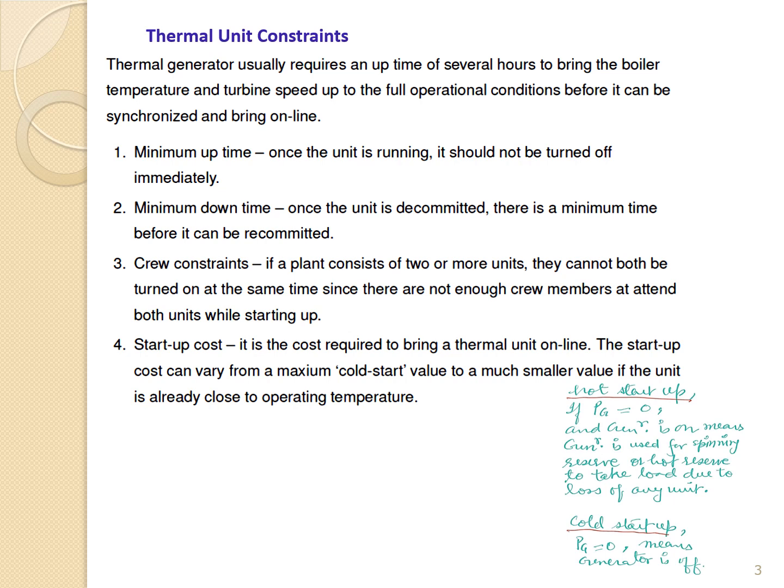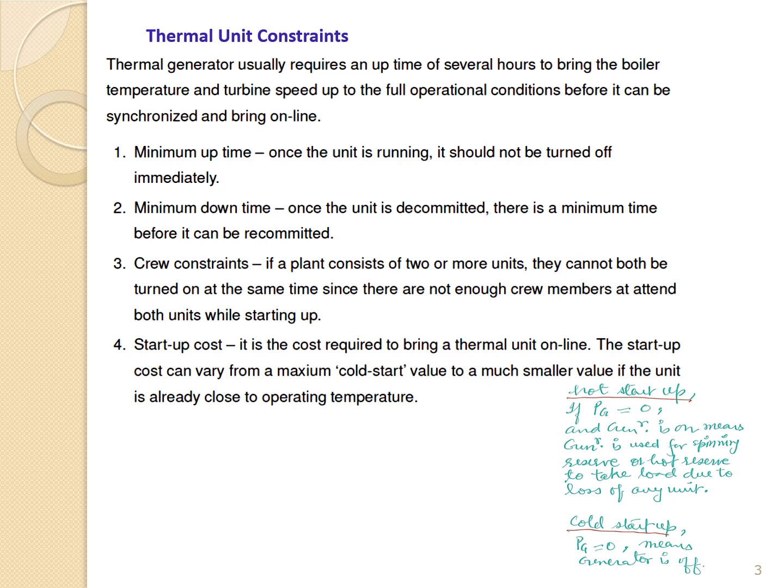The thermal generator usually has some constraints associated with it. It requires an uptime of several hours to bring the boiler temperature and the turbine speed up to the full operational condition before it can be synchronized and brought online. There are some terminologies associated with this. The first is the minimum uptime. That is, once the unit is running, it should not be turned off immediately. Once it is committed, it has to be in the system for a specified minimum uptime.